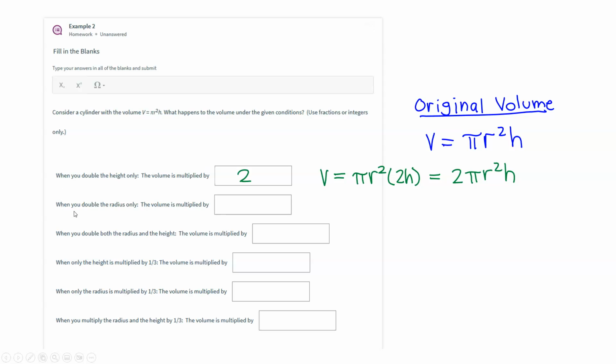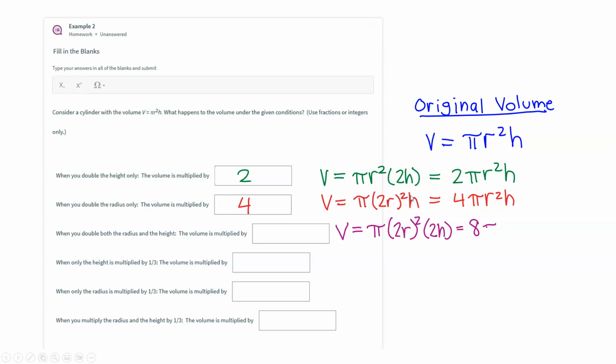Whereas if you only double the radius, you're doing 2r instead of r, and because you're squaring this, the 2 also gets squared. So it ends up being 4 pi r squared h, which is 4 times the original volume. If you double both, this is now 2r, this is now 2h, and when you simplify that, that's going to give you the 4, and another times 2, so you're going to have 8 pi r squared h, which is 8 times the original amount.